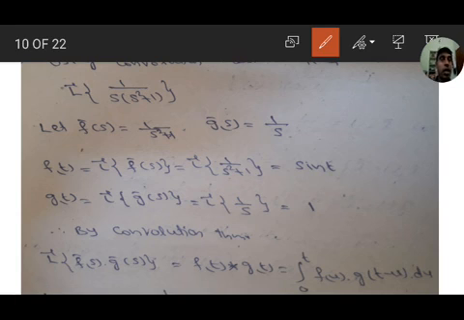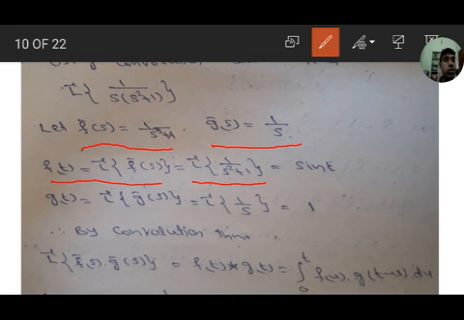Here, I am taking f bar s equal to 1 by s square plus 1, and g bar s equal to 1 by s. Therefore, f of t equal to L inverse of f bar s, that is L inverse of 1 by s square plus 1, which by the formula equals sin t, with a equal to 1, a square. And g of t equal to L inverse of g bar s, that is L inverse of 1 by s, equal to 1.